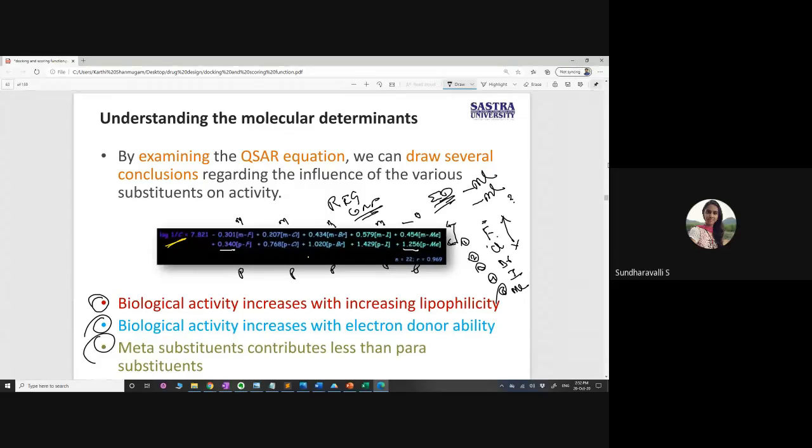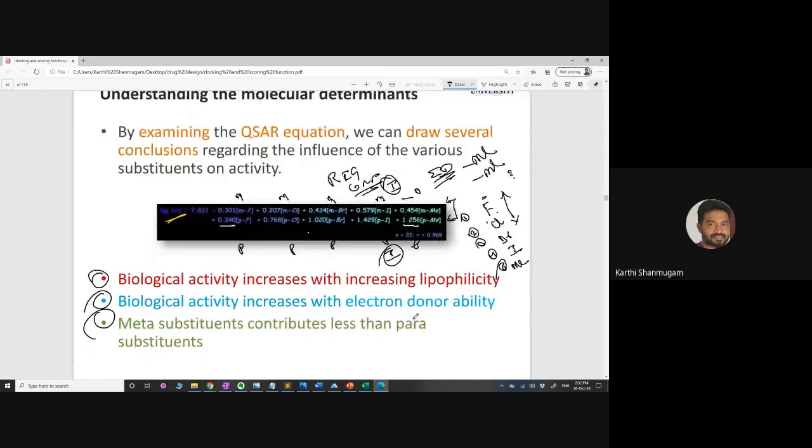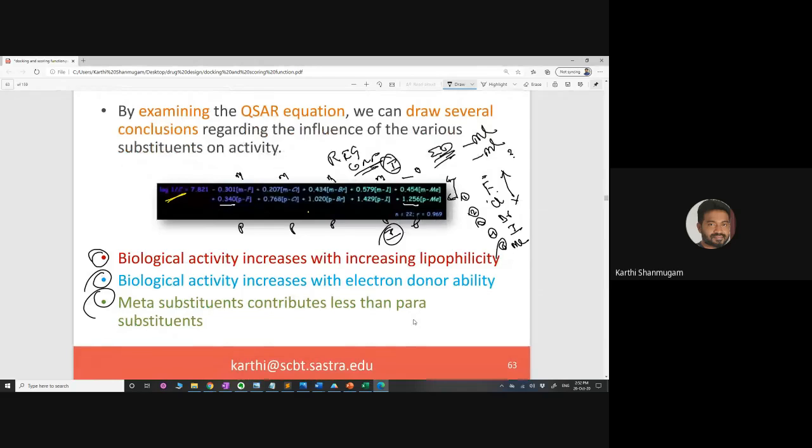Yes, sir. So if we compare the same thing with the I, right? So I at the meta position, I at the para position. In which position is I contributing more, at the meta position or the para position? Para position. So similarly, if you compare all other cases, we can say that the contribution of that specific functional group at the para position is more, or in other words, meta substituents are contributing less than the para substituents, right? So those are the things we can infer out of this equation.